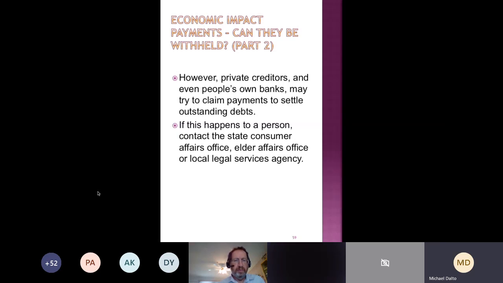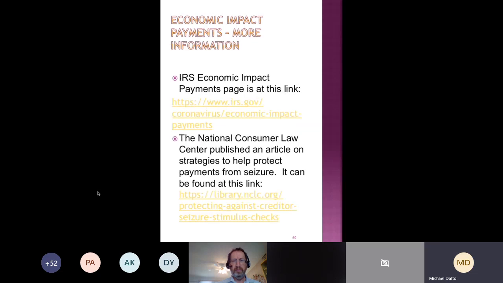Is that illegal? Apparently not. Is it unethical? I think so. A lot of people agree with me. So if a person's in that situation where a private creditor may be trying to claim some or all of their economic impact payment, it's recommended that they contact the state consumer affairs office or elder affairs office or a legal service agency like legal aid to see if they can get assistance fighting that.